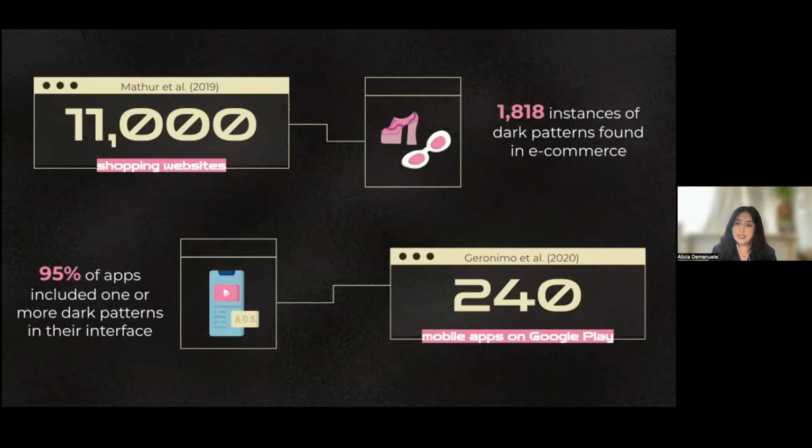So in 2019, Mathur et al. conducted a study analyzing dark patterns across 11,000 most popular shopping websites globally, and they found over 1,800 instances of dark patterns in this e-commerce environment, with a majority of examples proving to be deceptive, covert, and information hiding.